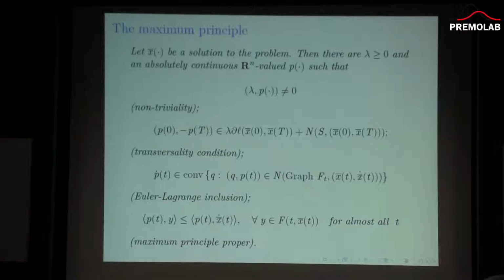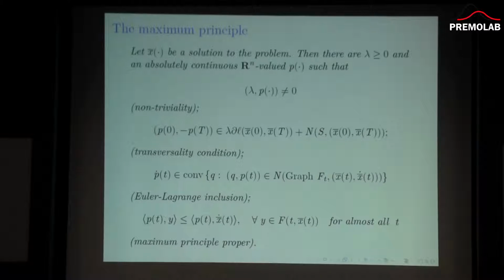And the maximum condition is, as usual, that this quantity takes its maximum over all y belonging to this set, the set of possible velocities. More or less the same. So the novelty here was, of course, here, but altogether it is a pretty different result, technically.